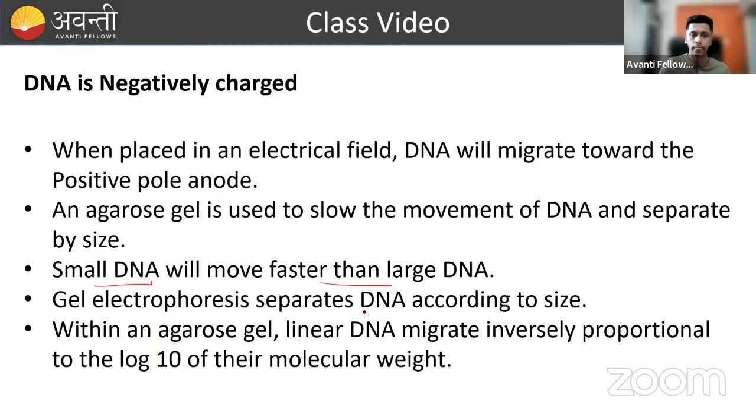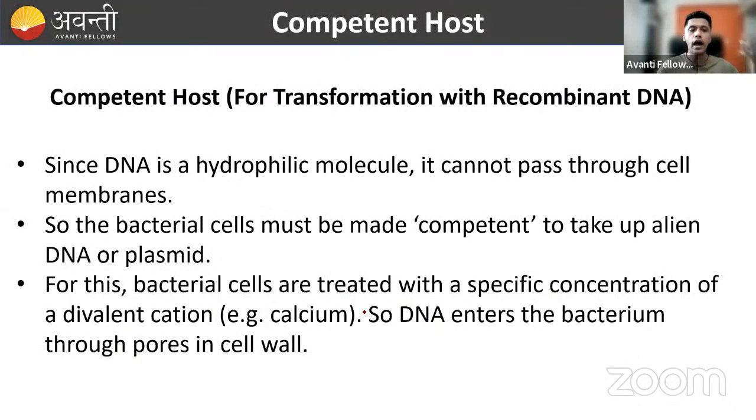Understood? Fine. So now we have our recombinant DNA, and let us say that our recombinant DNA is engineered in the form of a plasmid. We have put our recombinant DNA in a plasmid DNA. So now how do we make that?